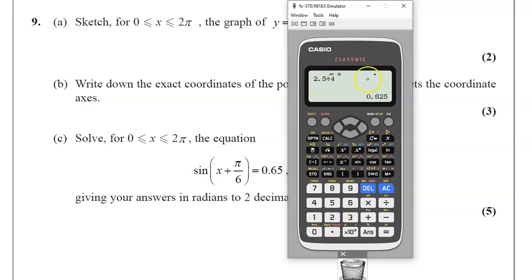And now do the question. Just remember, when you've finished, put it back. Always return it into degrees, because otherwise you'll do another question, forget you're in radians, get a load of waffle that makes no sense to you, and you'll get all in a fluster about it. So make sure you always put it back.